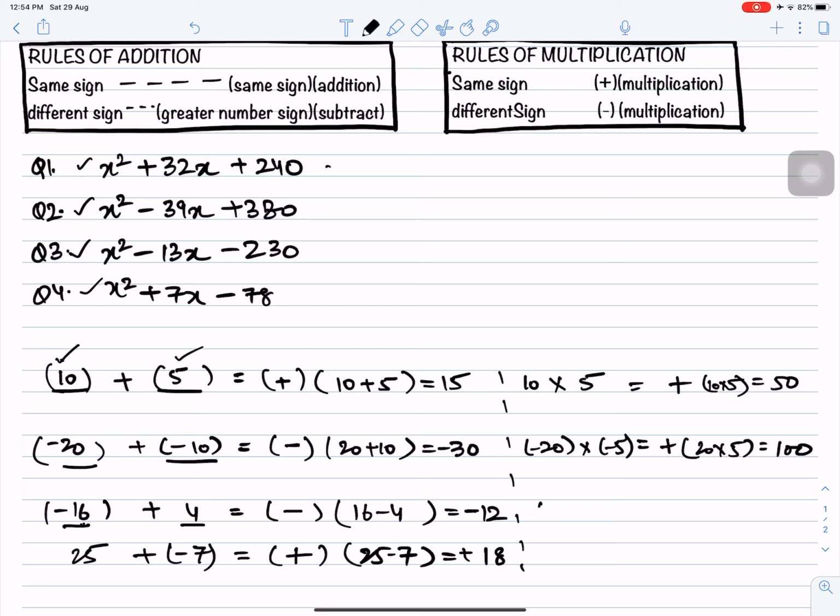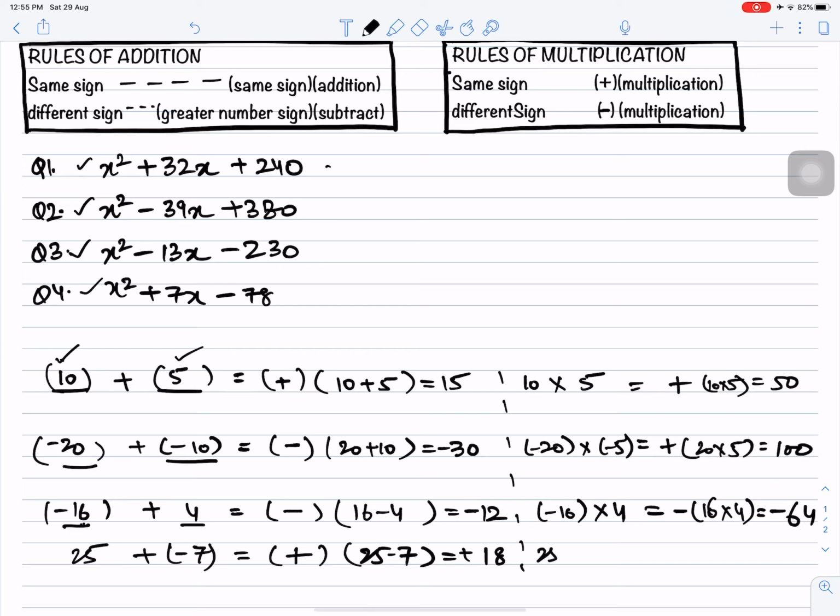In that case, if I say minus 16 multiplied by 4, both of them have different signs. 16 has a negative sign and 4 has a positive sign. So my answer comes out with a minus sign. We will always apply the negative sign, and we multiply both the numbers. We know the answer comes out to be 64.